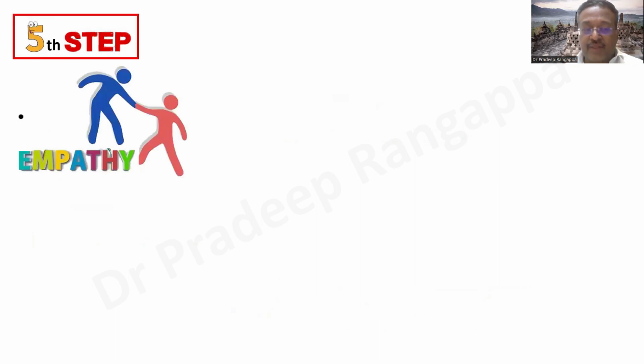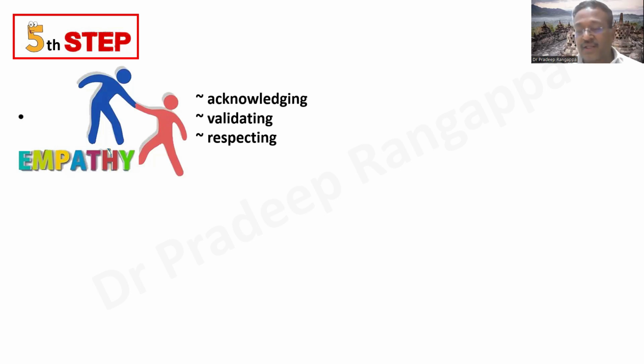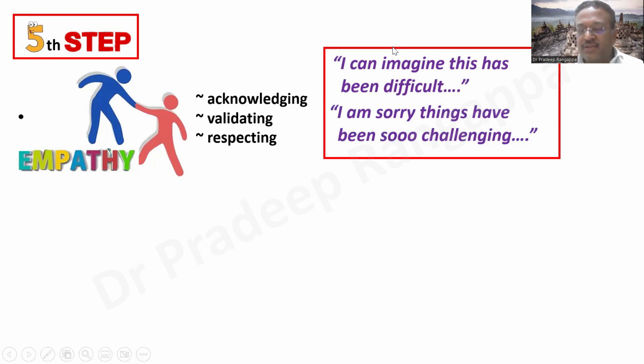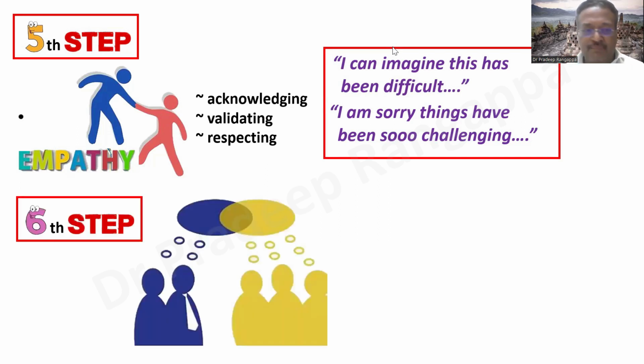The fifth step is empathy, which is very important: putting yourself in their position and acknowledging their position, validating their position, and respecting their position is called empathy. It is all about putting yourself in the patient's shoes or the family member's shoes who is involved in the conflict, and trying to think from their perspective. So, using the words, "I can imagine this has been difficult for you, and I'm so sorry things have been so challenging." Why you are saying this is putting yourself in their position and trying to imagine how one would be feeling, which is what empathy is all about.